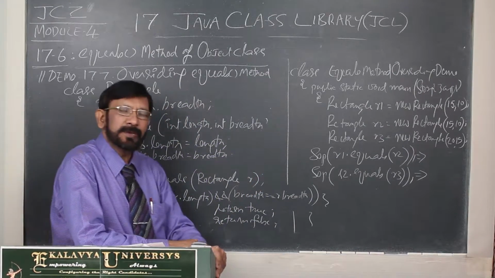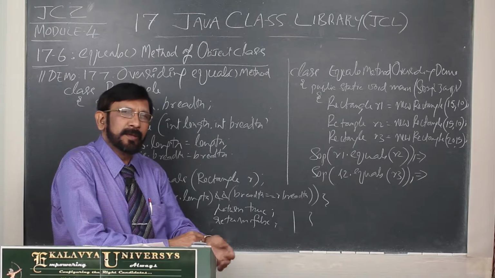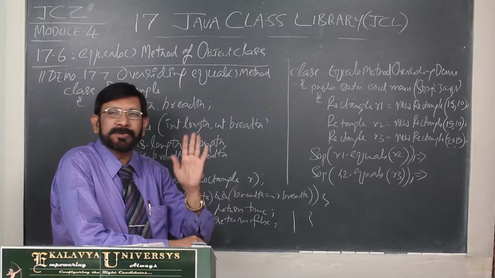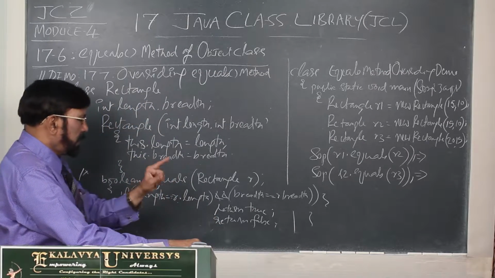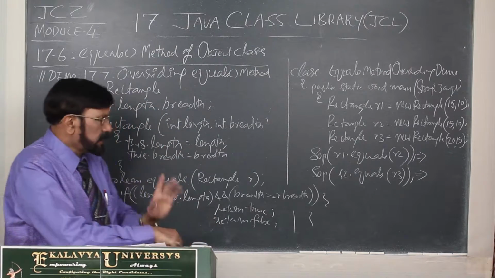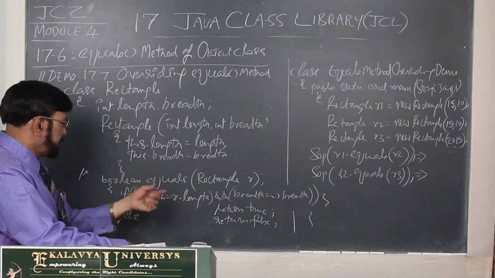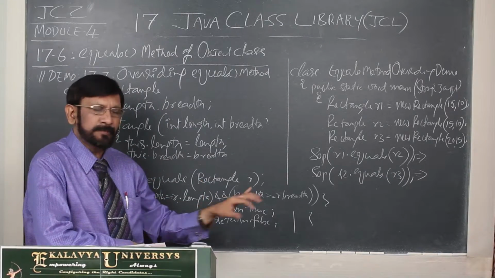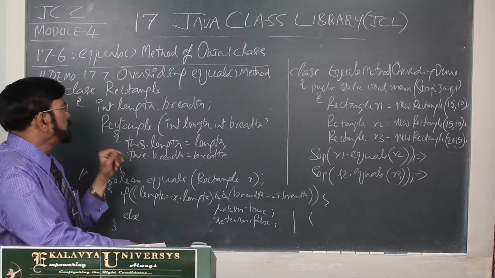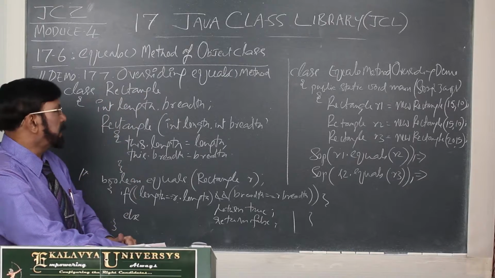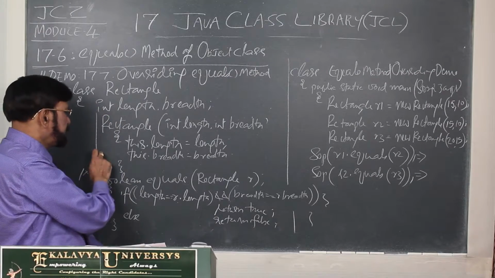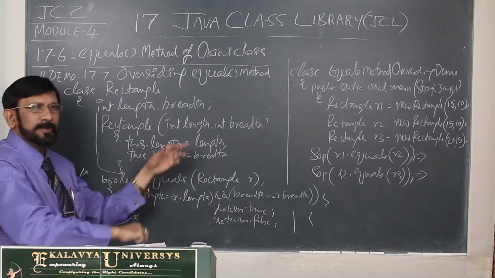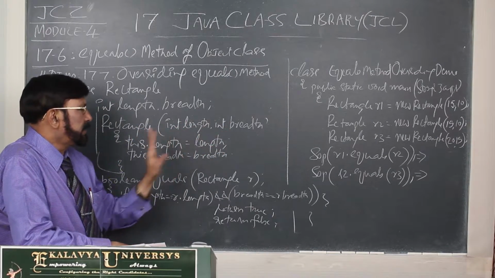For that purpose, we have to override it. What is the overriding feature? We have to understand. This is a very important program, and you may get doubts, but I already explained it to you. Once again, I am focusing on the sensitive points. Now you see a simple class Rectangle. In this, length and breadth are there, and this is the constructor to initialize length and breadth.